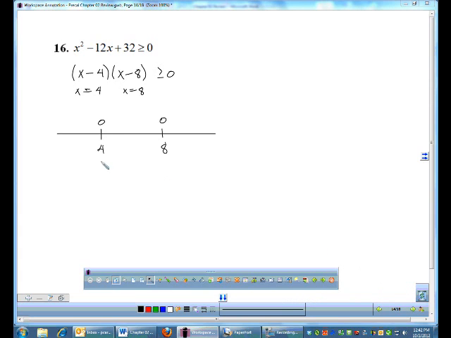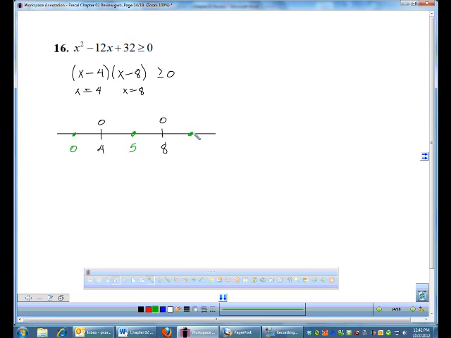And you will plug in test points. My test points are something to the left of 4, like 0. Something between 4 and 8 would be 5. Something after 8 would be 9. And I like to put zeros above my 4 and 8 because those are actual zeros of the equation.